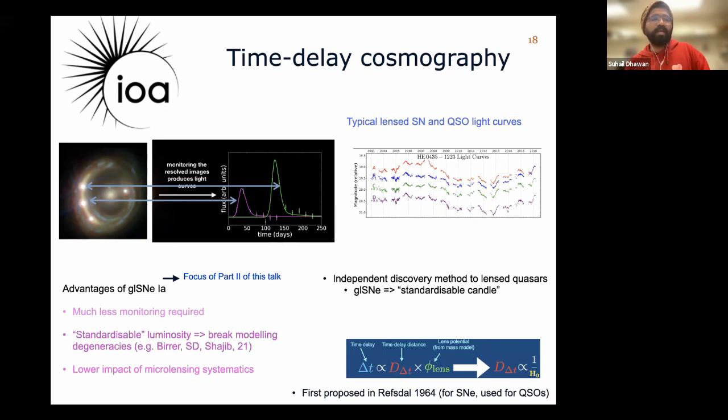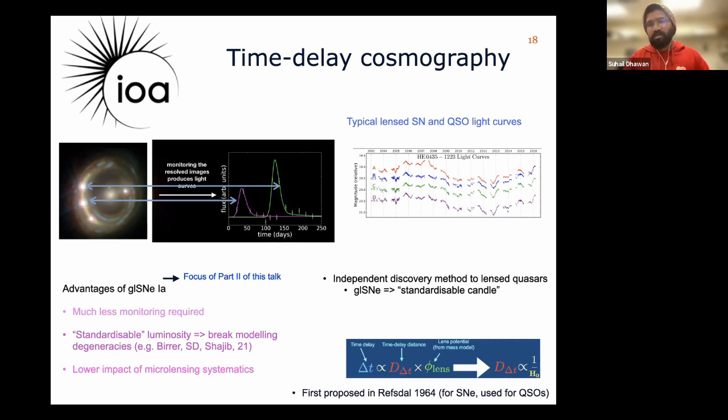As you can see, in a favorable alignment of the source, observer, and an intermediate deflector, we can get multiple images of the background source. And if that source is transient, we can use features in the light curve to measure time delays. Along with measuring the potential of the galaxy and line of sight structure, we can get an accurate estimate of H0, as shown in this equation at the bottom right.